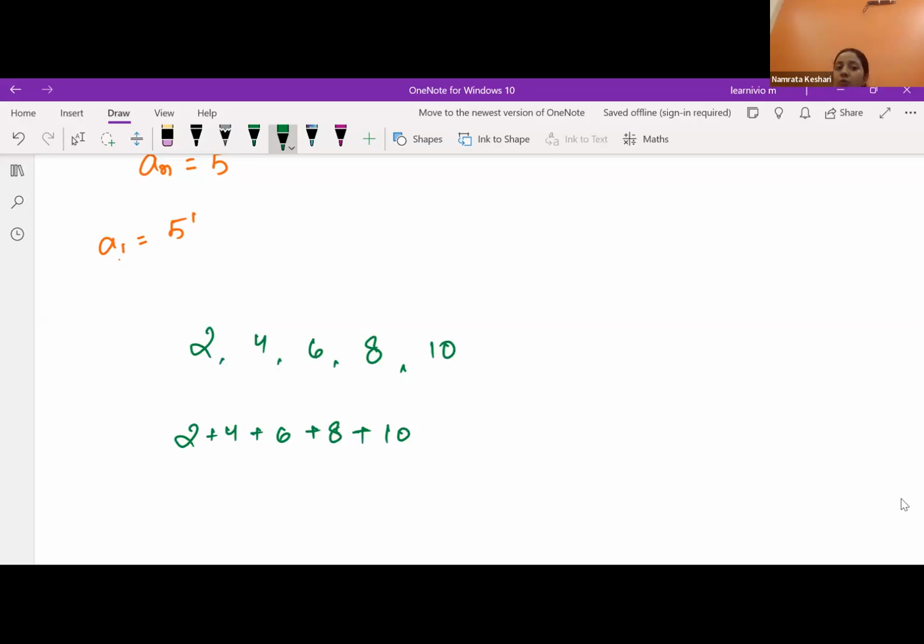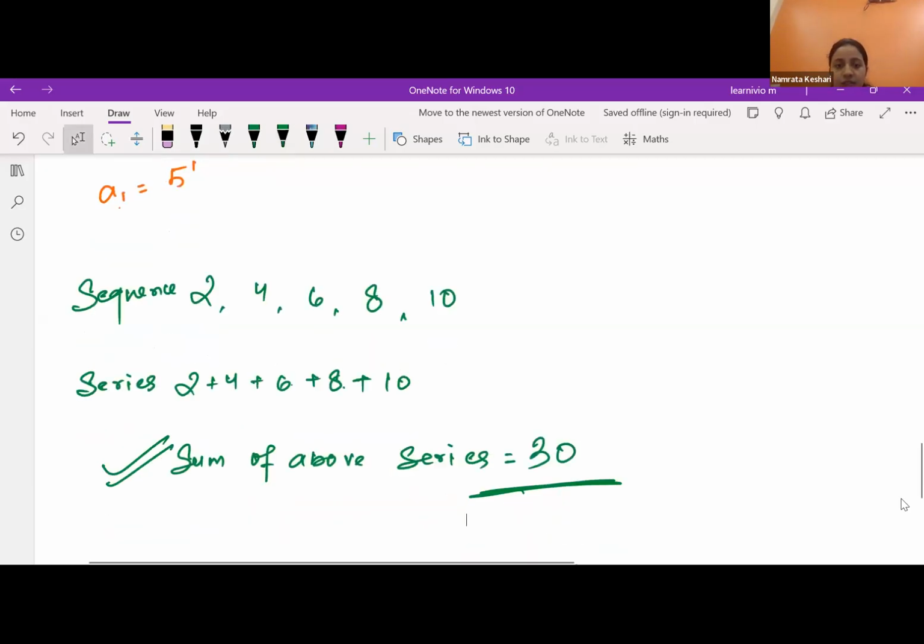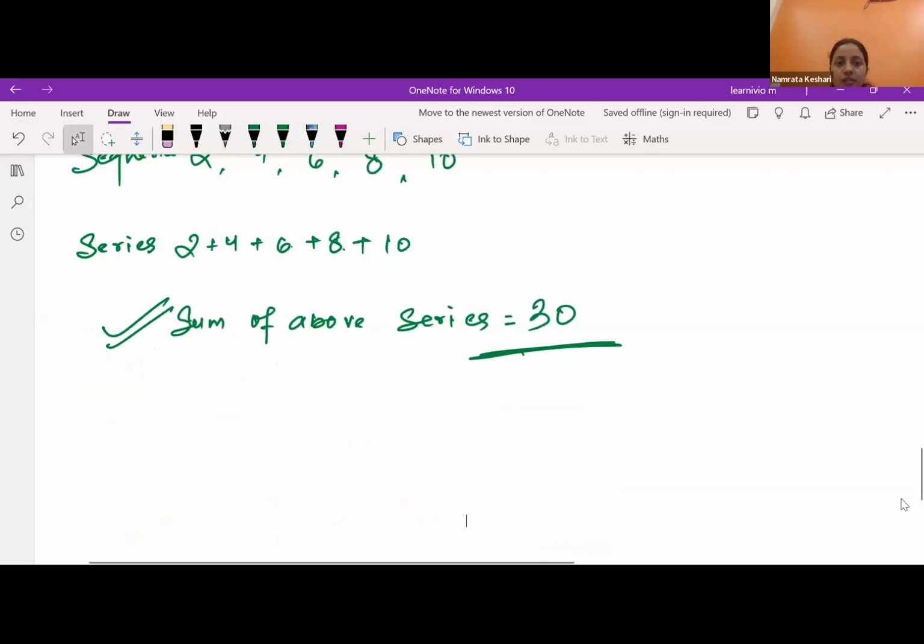Now, if we are talking about the sum of the series, then we will write it this way: sum of above series, that is equals to, that means the addition of each and every term, just like 2 plus 4, 6, 6 plus 6 is 12, 8, 20, 30. This is the sum of the series. So are you having the clarity that this is the sequence, this is the series associated with the sequence, and this is nothing but the sum of the series, Nabila? Yes, sir. Okay, so this is how we represent.